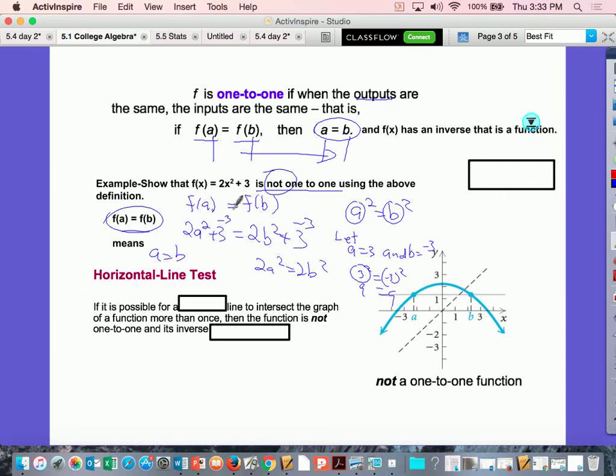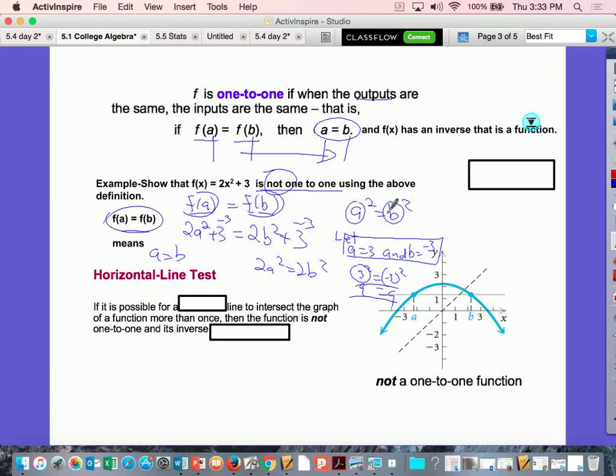Okay, so you start off with a being plugged into f, b being plugged into f, and say we're saying that these are equal. Does that mean that a has to equal b? No, you find a counterexample. You try to explain that if this is opposite, that this is not going to make it true. Okay, so a doesn't end up being equal to b.